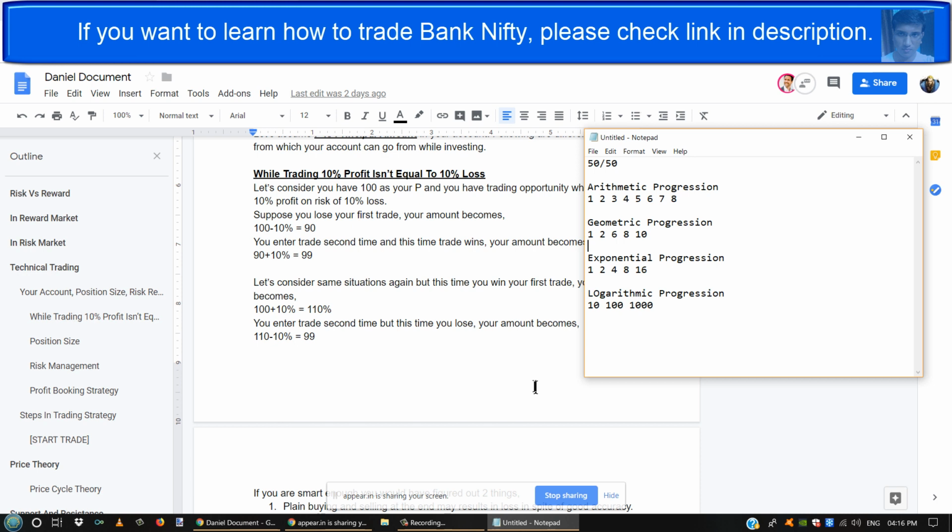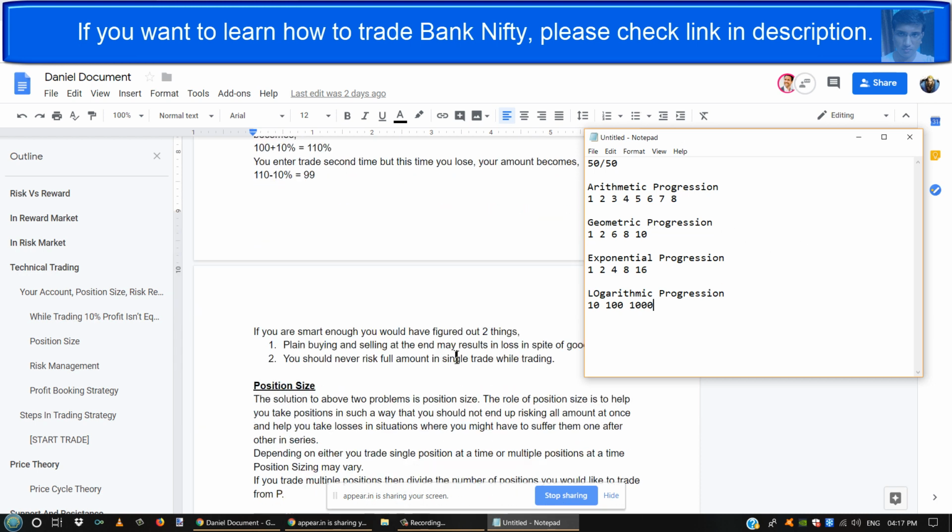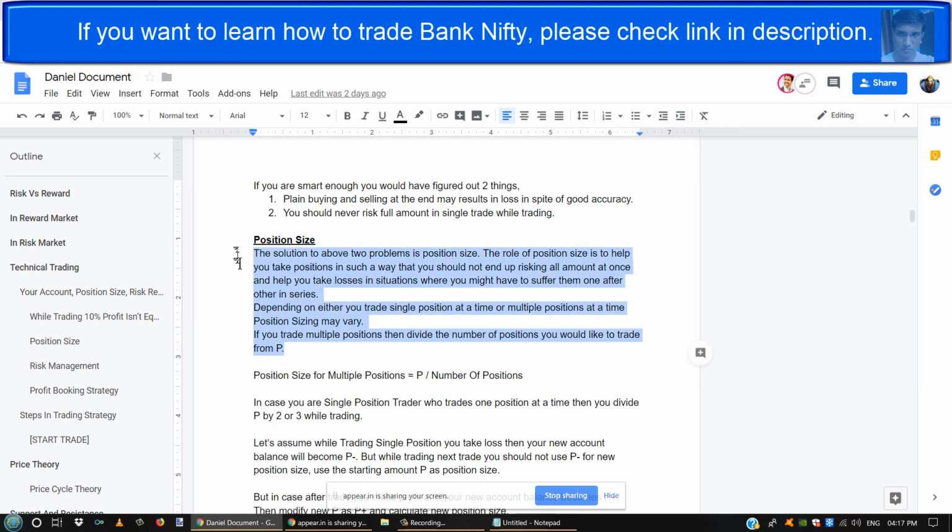So we have to eliminate that effect while trading, because due to that effect, we will be making arithmetic profits, but our losses will be geometric. So the overall addition will become negative. Are you getting that? So our first job is to negate that effect. For that we use position size.